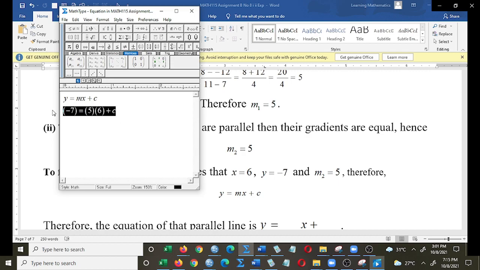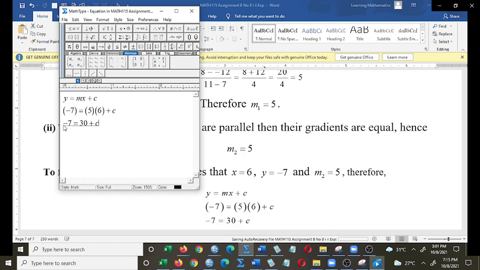Leave C where it is. Please, when you are finding C, leave C on the right side. It's already positive. Work this out. What comes there? 30, right? 6 5s are 30. And then you cancel out 30 by subtracting 30 on both sides.